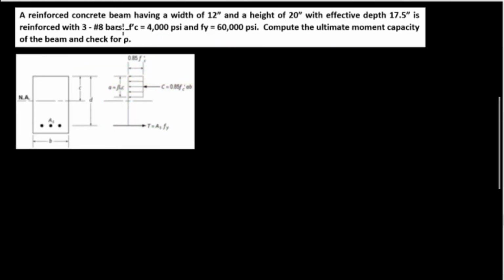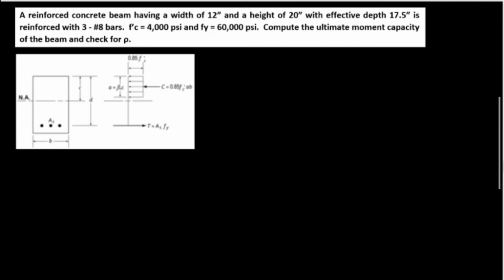Example: a reinforced concrete beam having a width of 12 inches and a height of 20 inches with effective depth of 17.5 inches is reinforced with 3 number 8 bars. Fc prime is equal to 4000 psi and Fy is equal to 60,000 psi. Compute the ultimate moment capacity of the beam and check for rho.